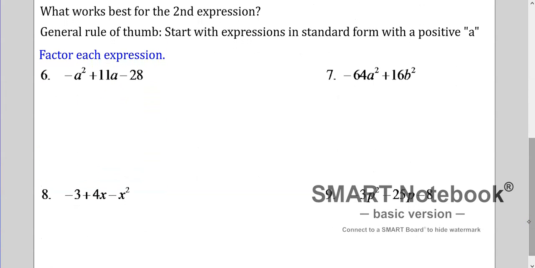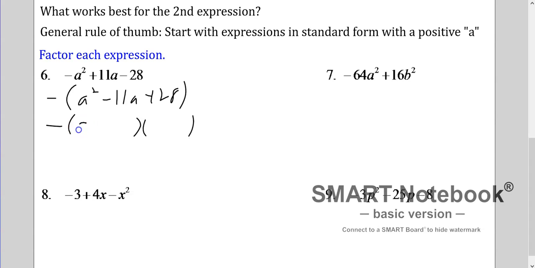Okay, what works best for the second expression? General rule of thumb, start with expressions in standard form with a positive a, which is what I was just talking about. So for number 6, I would start off by taking the negative out. And then factor.